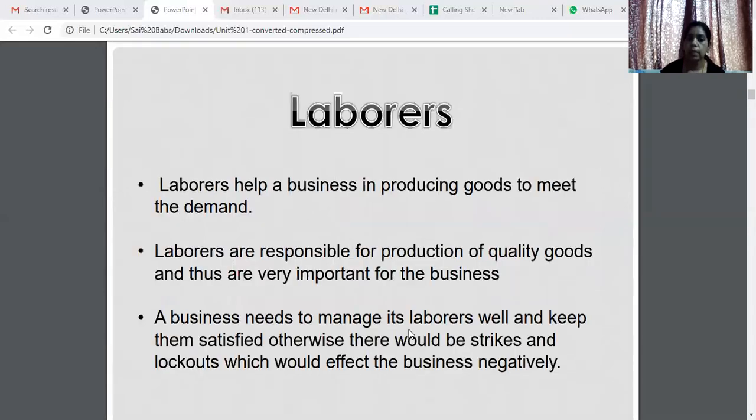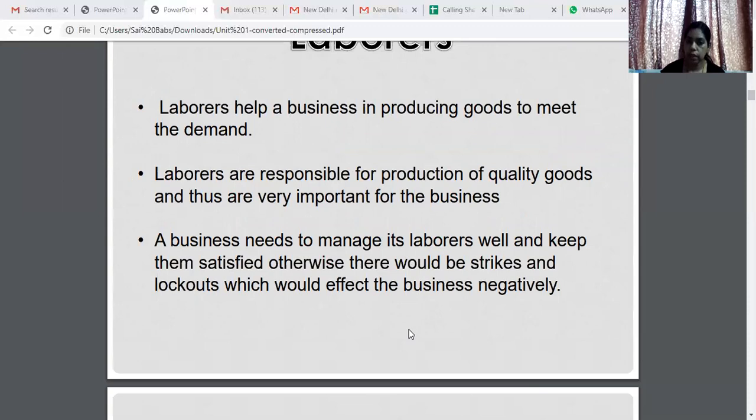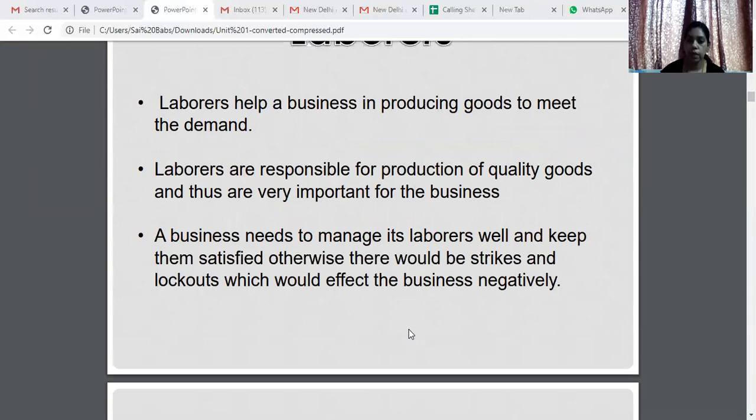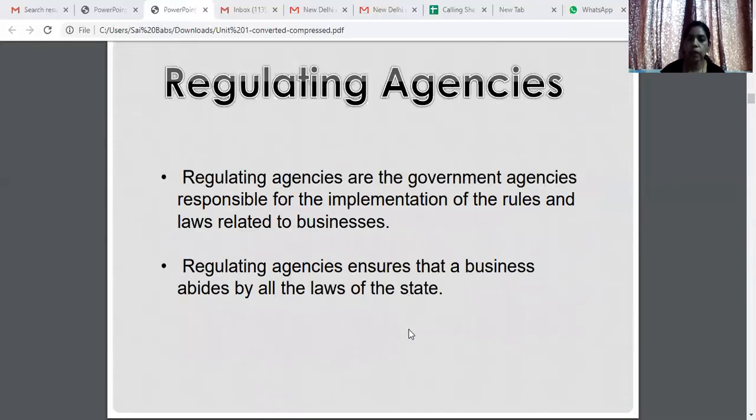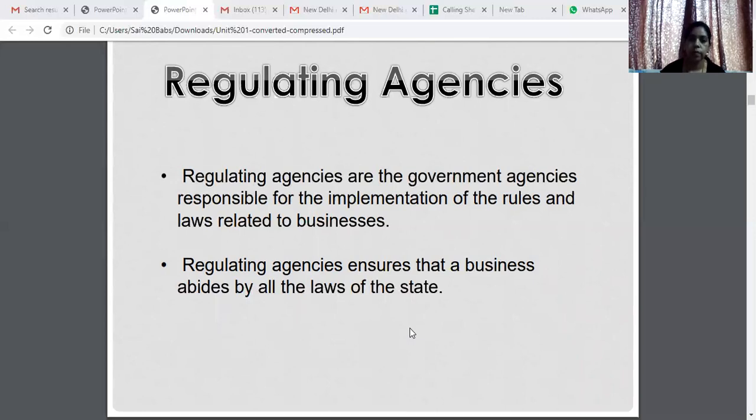Then the laborers, they help a business in producing goods to meet the demand. So laborers are responsible for production of quality goods. So they are very important for the business. Regulating agencies means the government agencies. They are responsible for the implementation of rules and laws. So we should understand the rules and laws so that whatever one firm is doing is not illegal.